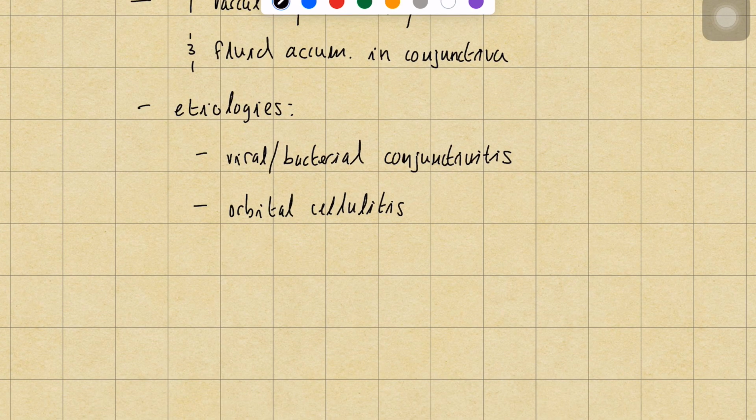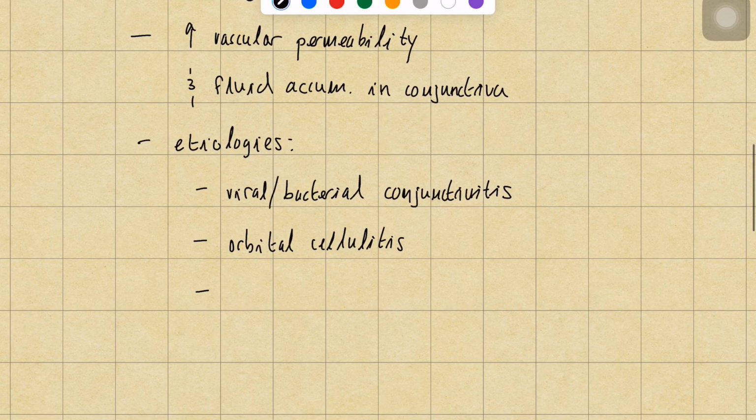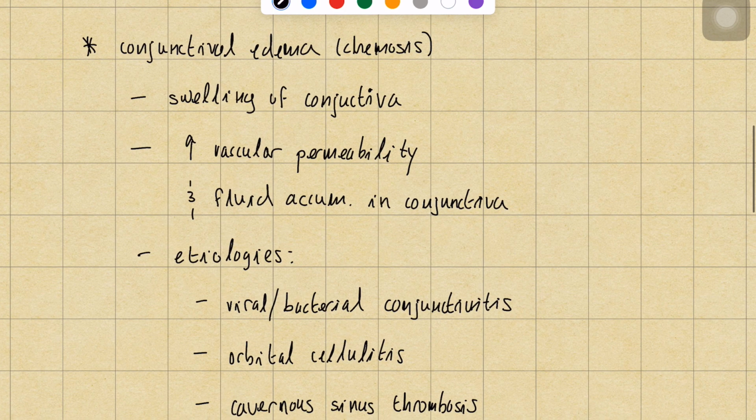And then we also see conjunctival edema with cavernous sinus thrombosis. This is a specific type of cerebral venous sinus thrombosis, but it kind of stands apart. If we remember, the cavernous sinus receives blood from the superior and inferior ophthalmic veins, and these veins drain the orbit, the eyelids, and the conjunctiva. So it makes sense that when there is some sort of obstruction of the cavernous sinus, this will impede outflow through the ophthalmic veins, and that will result in increased venous pressure, congestion, and it can manifest as conjunctival edema.